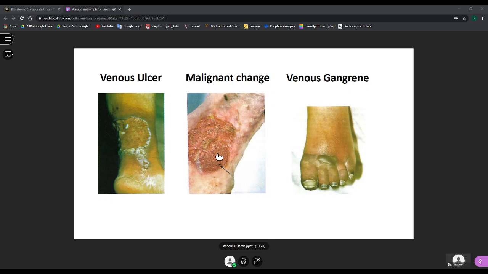In any long-standing ulcer, if you get a suspicious swelling, then you need to rule out the possibility of malignancy.